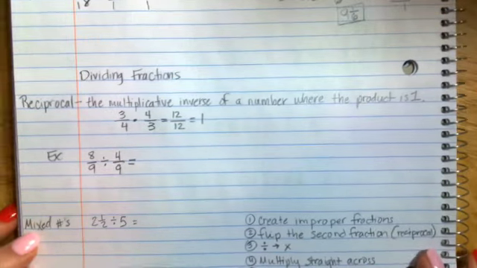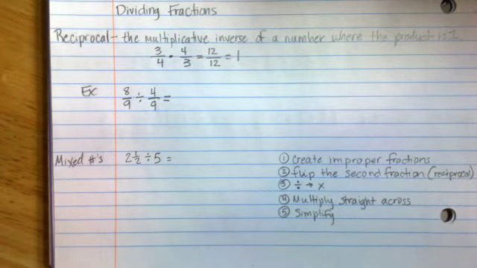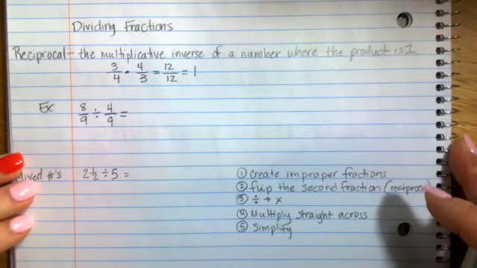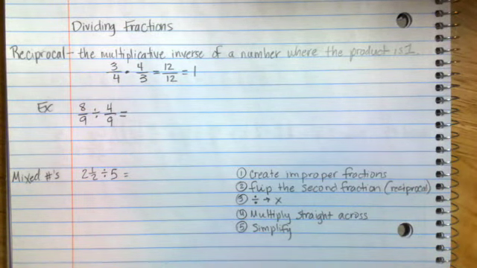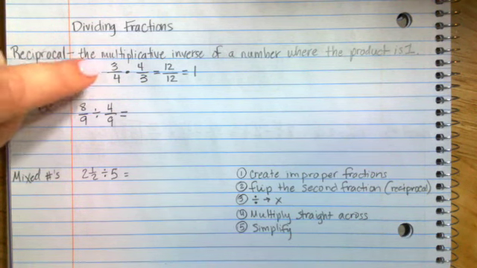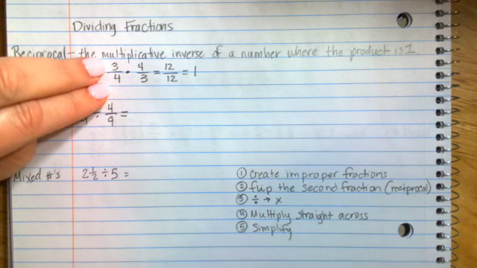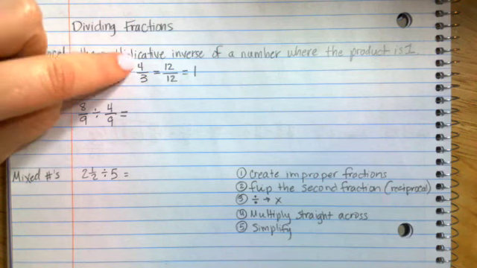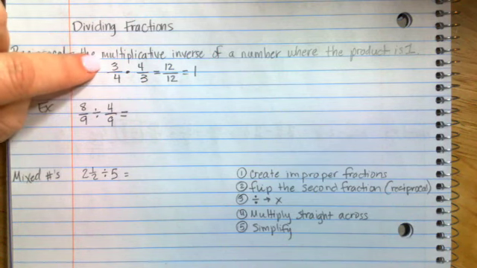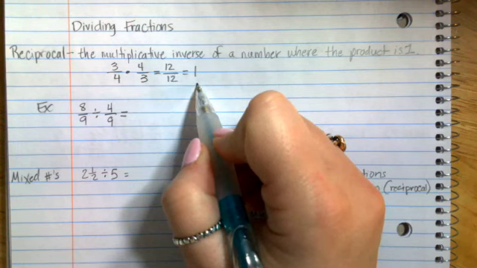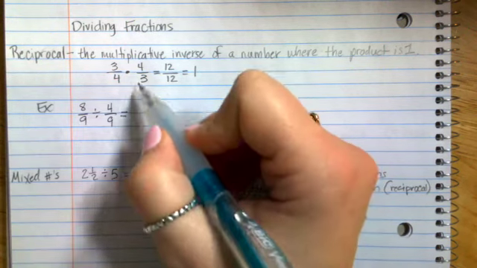All right, now dividing fractions. We have to use this thing called a reciprocal. The textbook definition is the multiplicative inverse of a number where the product is 1. So what that means is, here's the number I start with, 3/4. If I find the reciprocal, in other words, if I flip it, I put 4 on top, 3 on the bottom, and I multiply going straight across, I'm going to get a product of 1. Okay, so reciprocals, you have to flip.